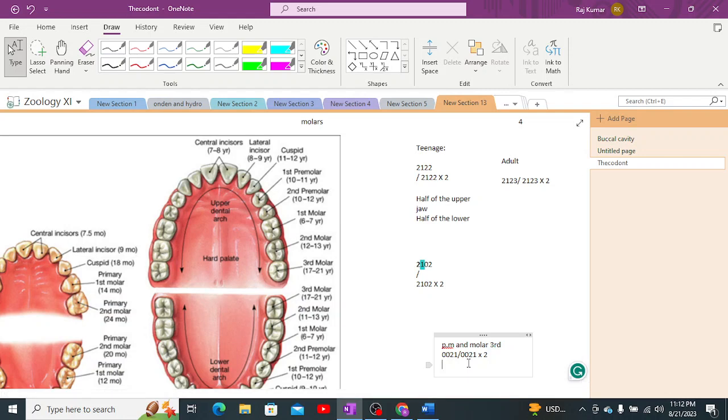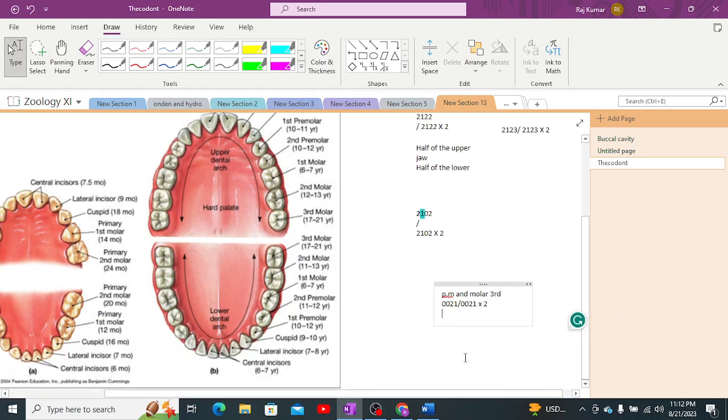So how many monophyodonts are present? There are 12 monophyodonts inside the human teeth structure, out of which 4 are wisdom teeth or third molars, and 8 are premolars.